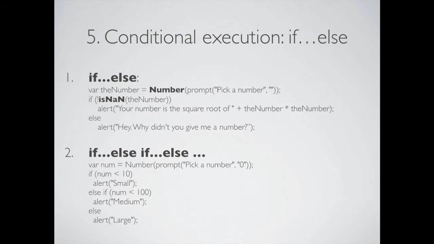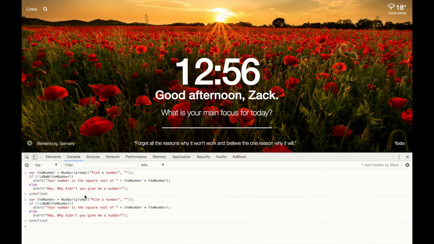Otherwise, we want to check if it's lower. So from the first condition, we know it has to be higher than 10 to move to this else. And then we use another if to check if the number is lower than 100. If that's also true, which means the number is larger than 10 and lower than 100, we alert medium. If the first condition, num lower than 10, and the second condition, num lower than 100, are both not met, we execute the last else. That would be to alert large.